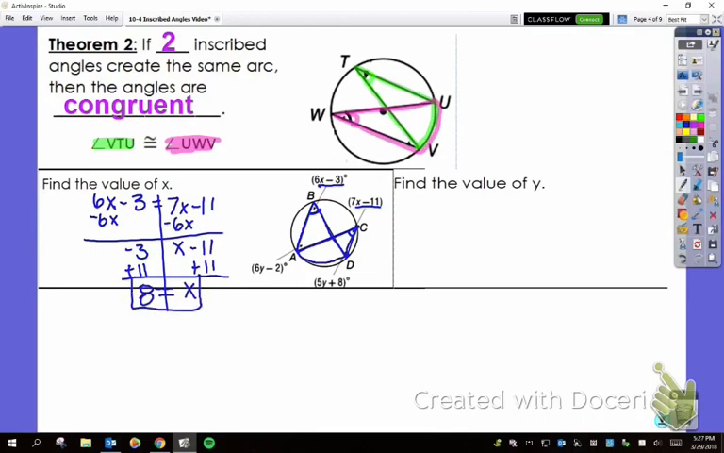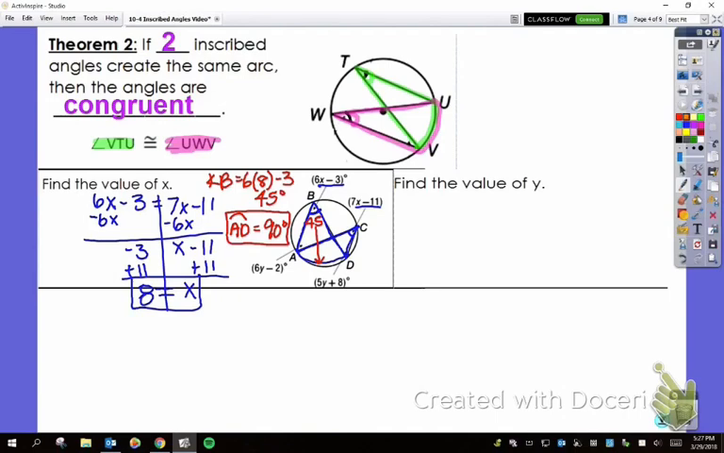Okay, now if they would have asked for the arc, or the angle, then you would just plug it back in. If they wanted angle B, then angle B would equal 6 times 8 minus 3, which is 48 minus 3, which is 45 degrees. And if this angle was 45 degrees, then this arc, we would multiply by 2, so arc AD would equal 90 degrees. So make sure that you're being careful about what they ask for.